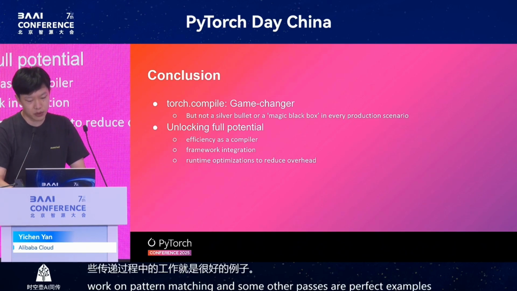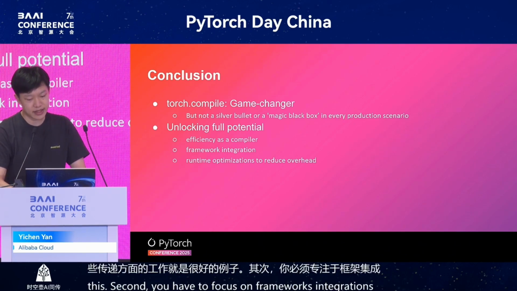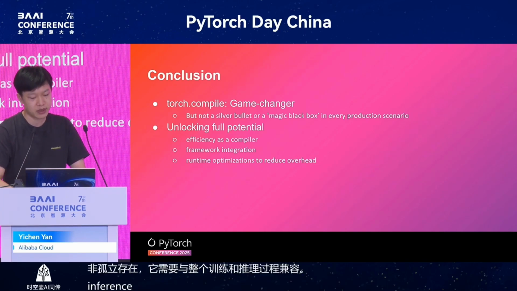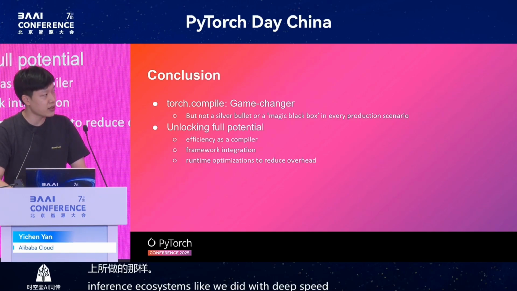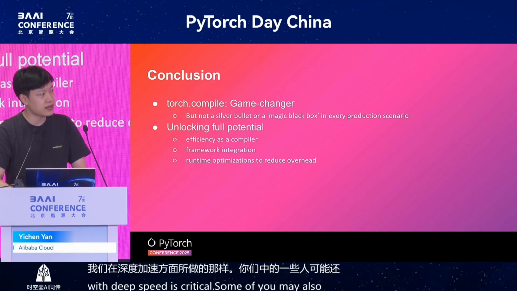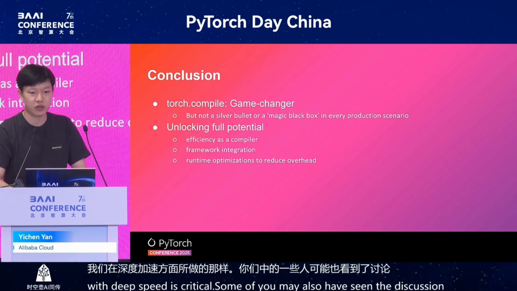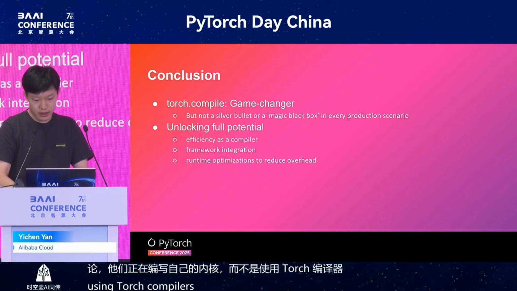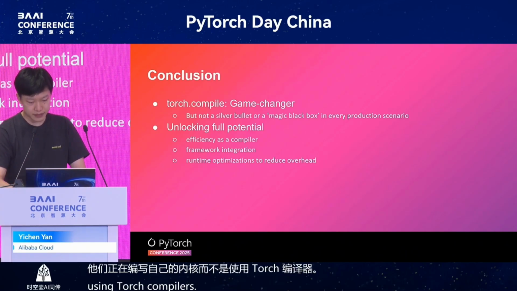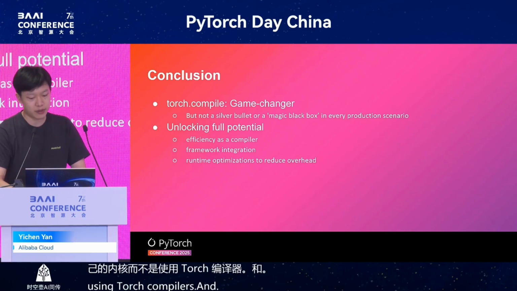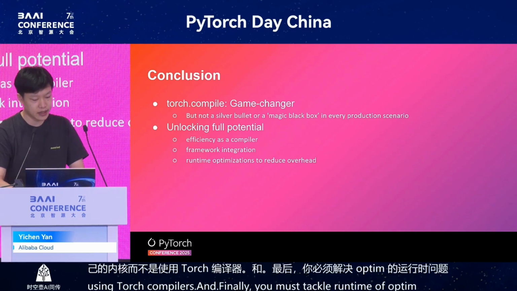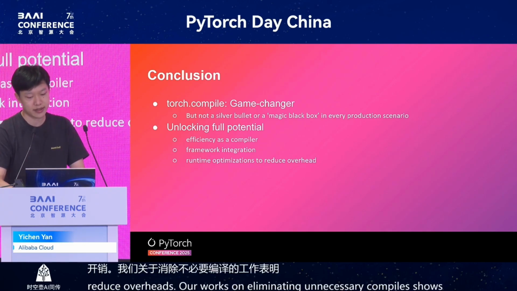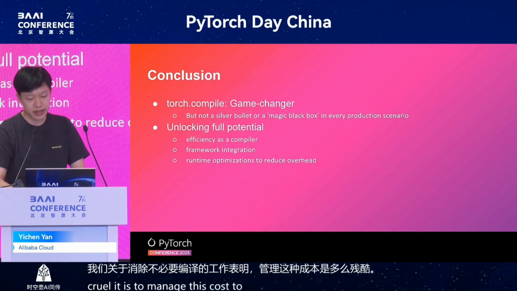Second, you have to focus on framework integrations. Torch.compile doesn't exist in a vacuum, and making it compatible with entire training and inference ecosystems, like we did with DeepSpeed, is critical. And some of you may also have seen the discussion on some inference frameworks, and they are writing their own kernels rather than using torch.compile. And finally, you must tackle runtime optimization to reduce overheads. Our work on eliminating unnecessary compiles shows how crucial it is to manage this cost to ensure you are getting a true net performance win.